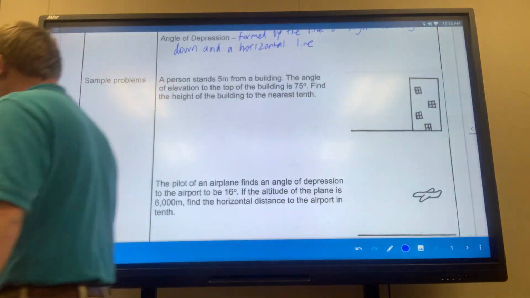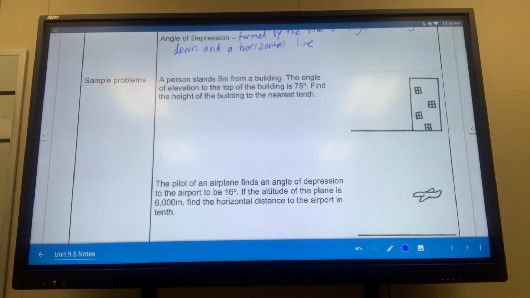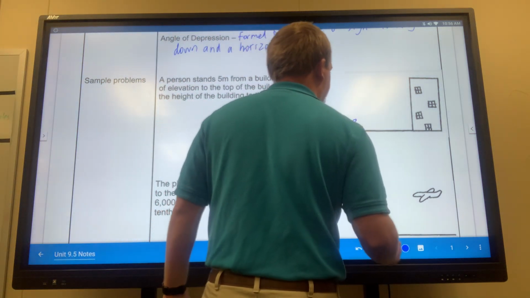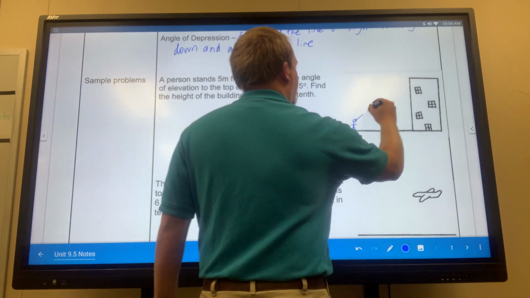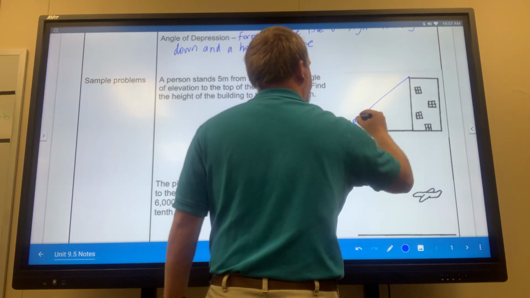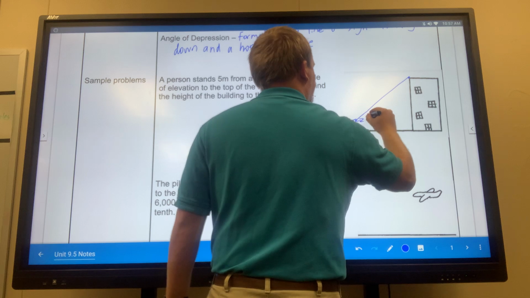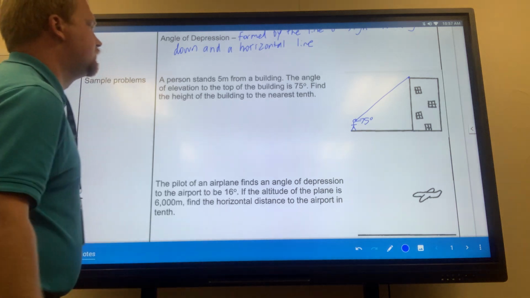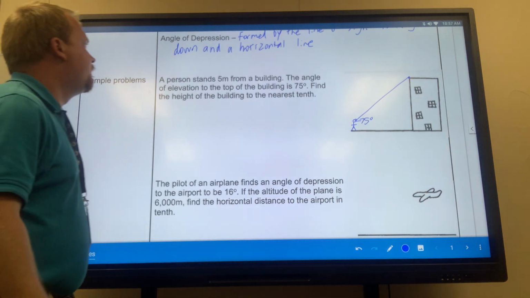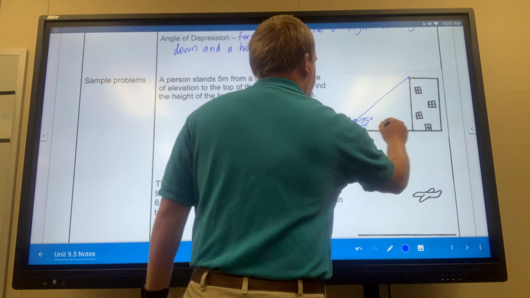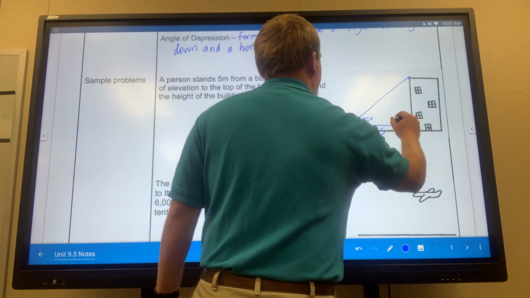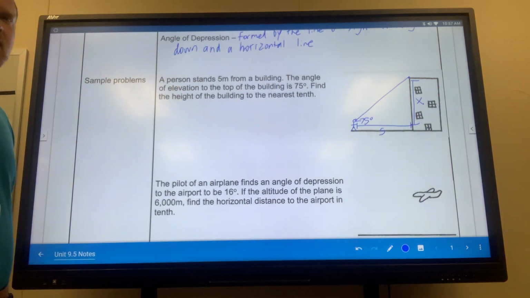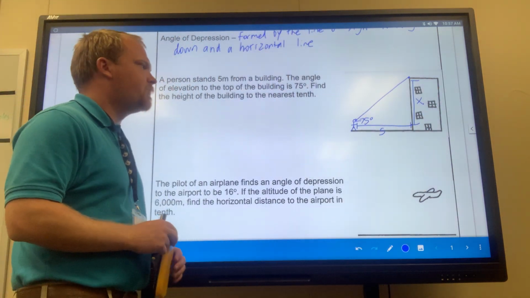Alright? So, if I get my calculator real quick. If I draw my little person, so this is me right here, not very tall. If I look up to the very top of the building, my angle is 75 degrees. Now, I know that I'm about 5 meters away, and I'm looking for this height. I'm looking for x here. I'm looking at how tall that building is.